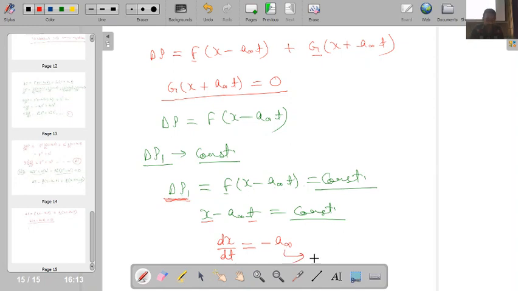So over here a infinity is nothing but the velocity of the fixed disturbance delta rho 1. It is important to relate mathematics with the physical understanding. Okay.